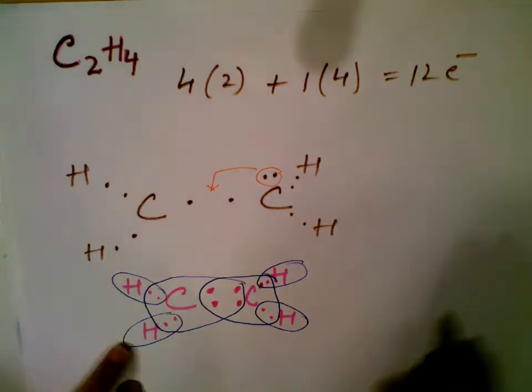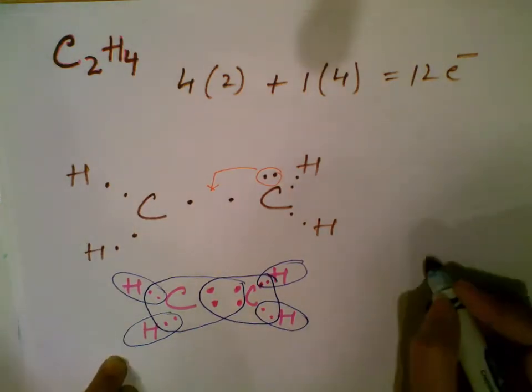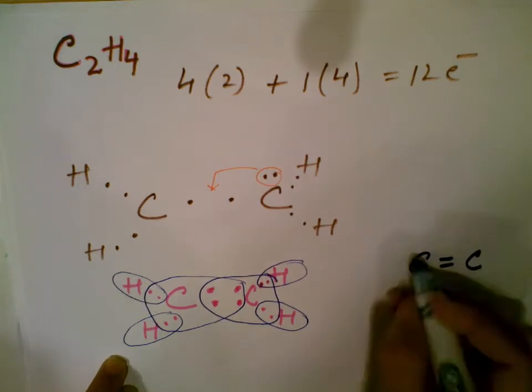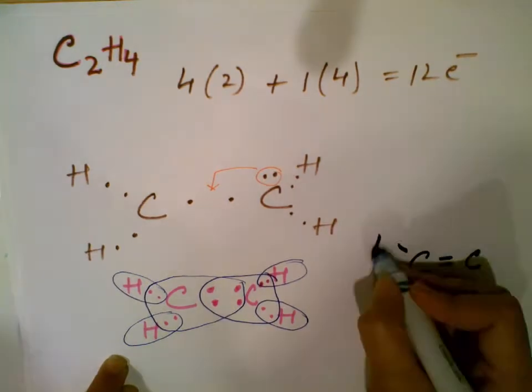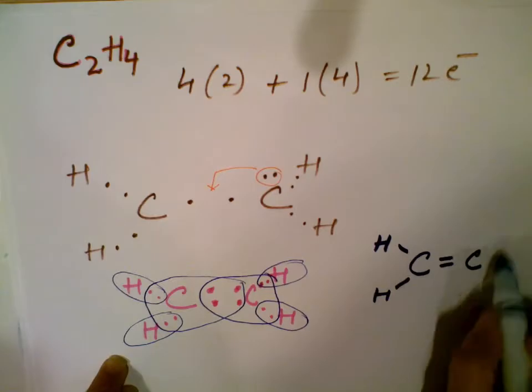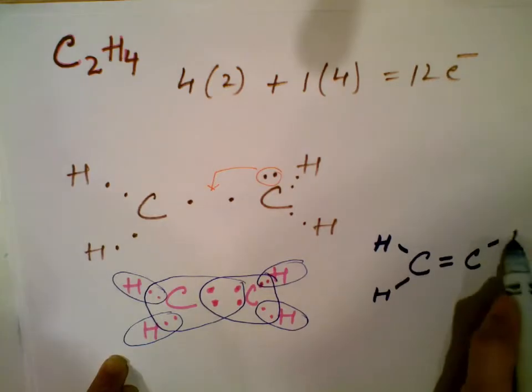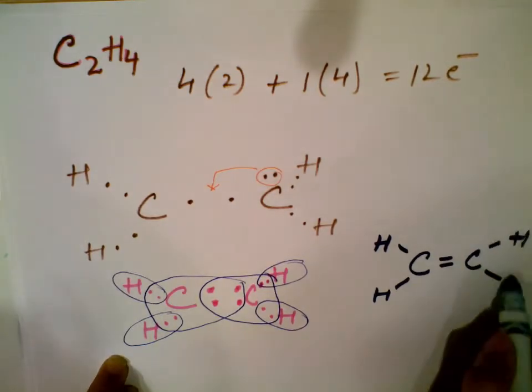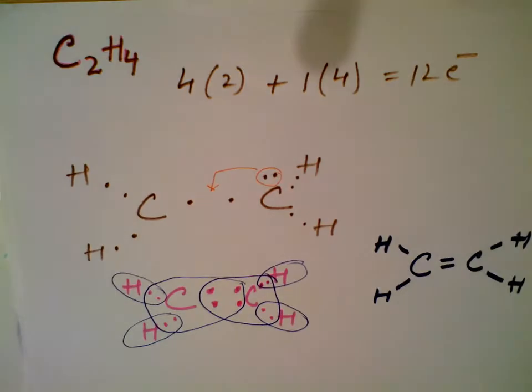And what do you get here? This is the Lewis dot structure for ethylene. Okay. All right.